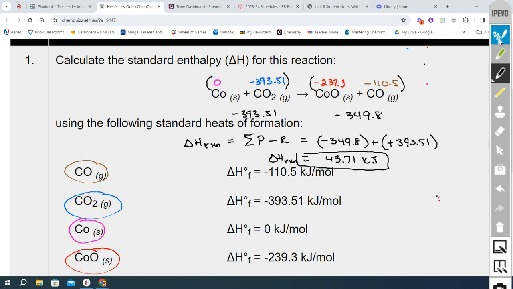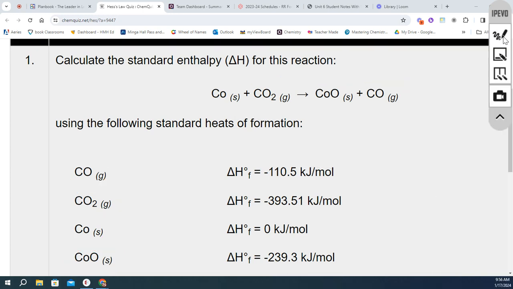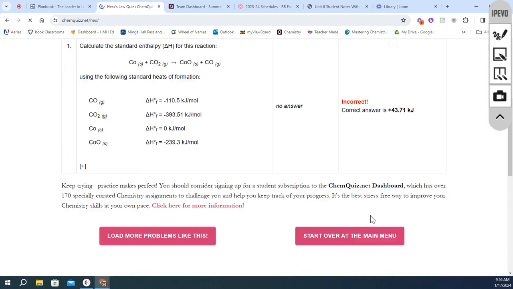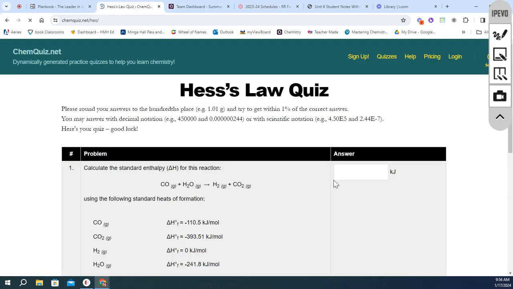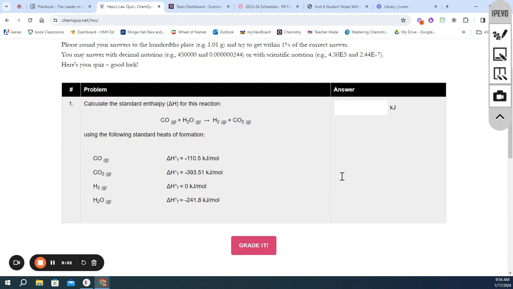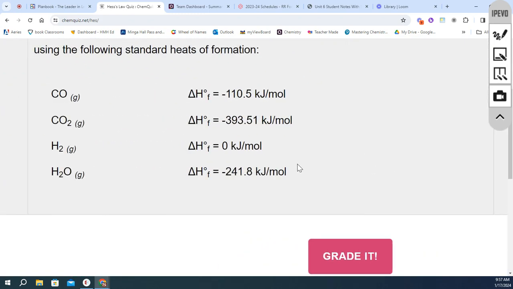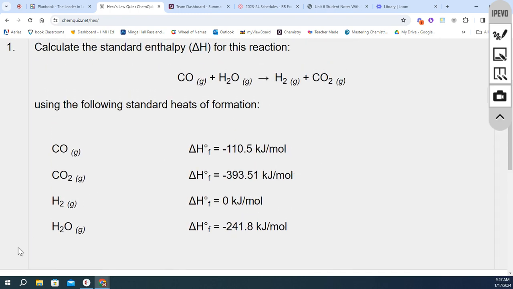All right, so let's take a look at another example. Okay, so if we have this example right here, go ahead and take a moment and let's see if you can do that example.